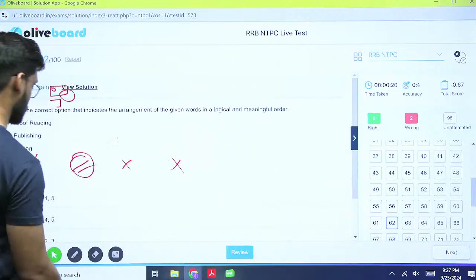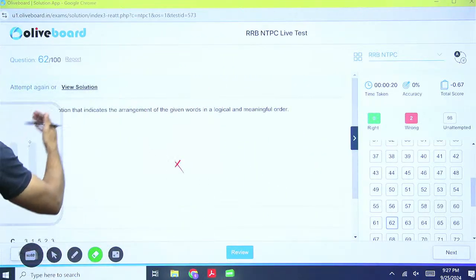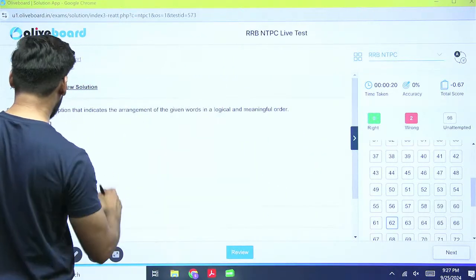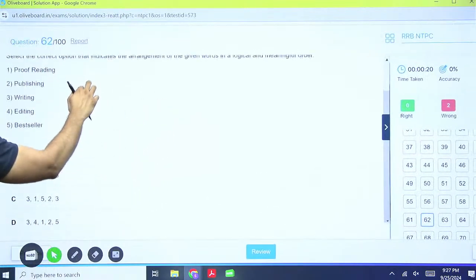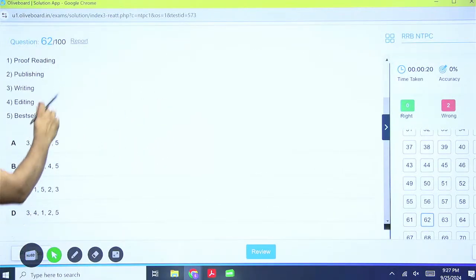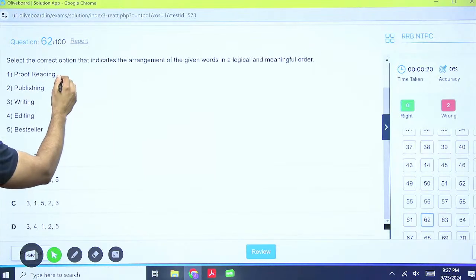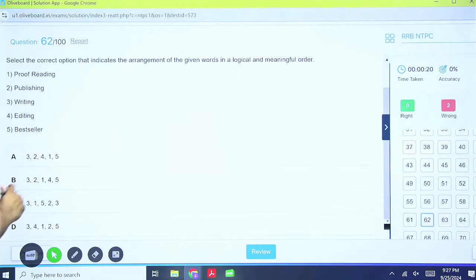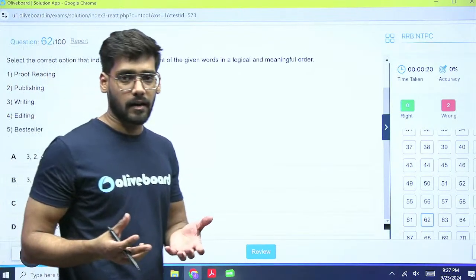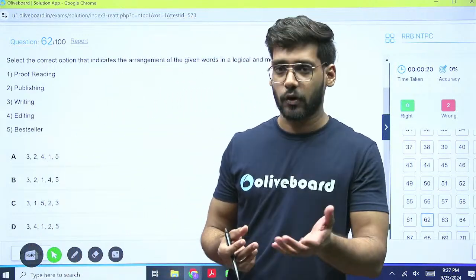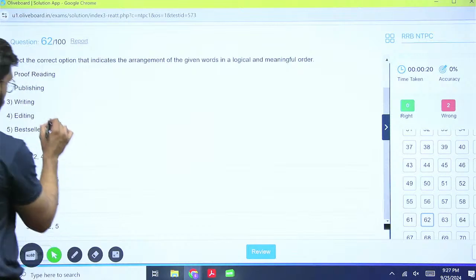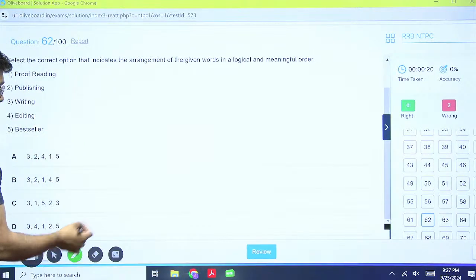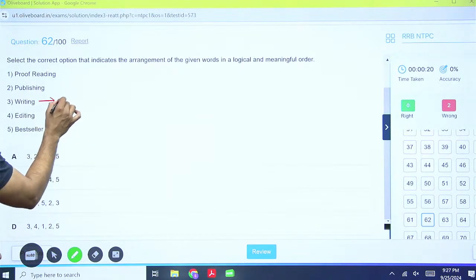We are having the next question. Next question is from the sequencing of words in the logical order. Let's see. We are giving some words: proofreading, publishing, writing, editing, bestseller. According to you, if you are a writer, if you are a novelist, if you want to write a book, what will you do? First of all, you will start writing. You will first start writing the pages of your book. You will do the writing part.